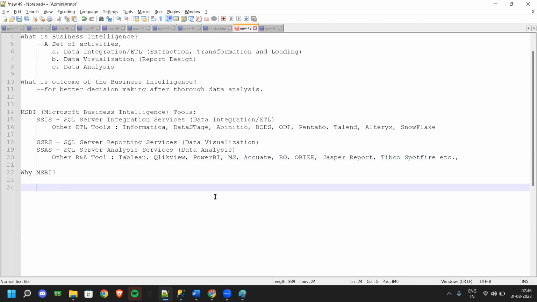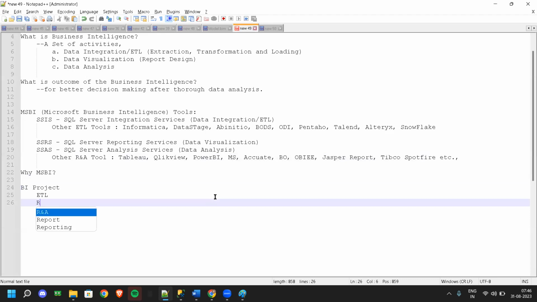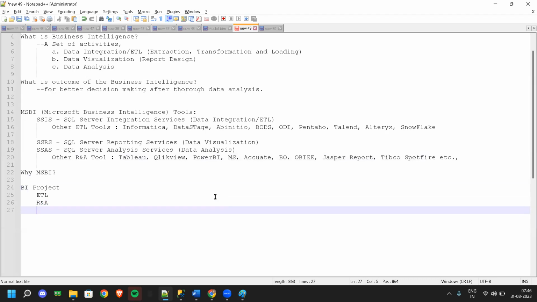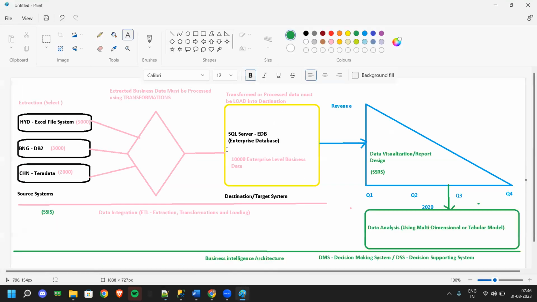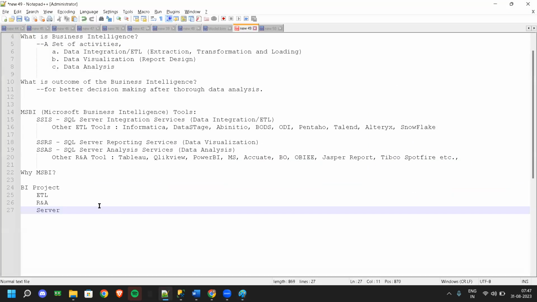Sir, assume that we have a BI project. A BI project is nothing but you need to go with ETL, reporting and analysis, and you need to procure a server, for this particular purpose, to maintain the consolidated data. Right.